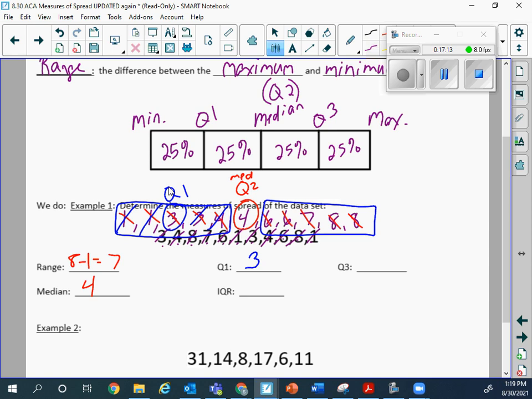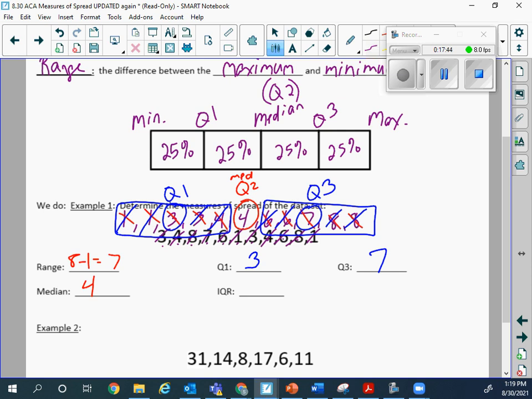Now we're going to do Q3. Cross, cross, cross, cross, 7. So Q3 is 7. What if there had been 2 numbers in the middle instead of 1? That's right. The exact same thing. You don't subtract them. You would do the exact same thing that you would do for any median, which is add them, and then divide by 2 because you're trying to get the average of those 2 things.